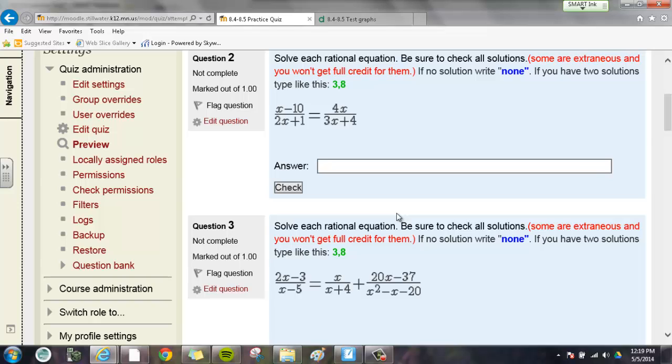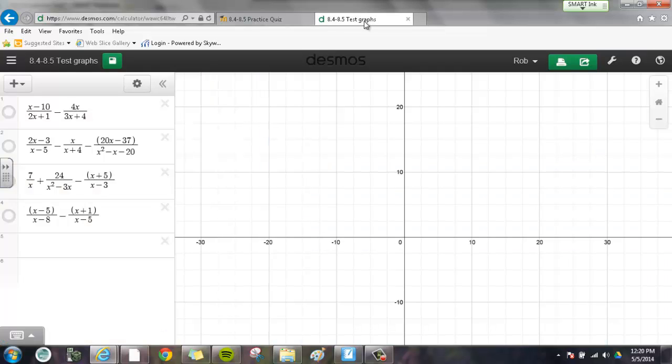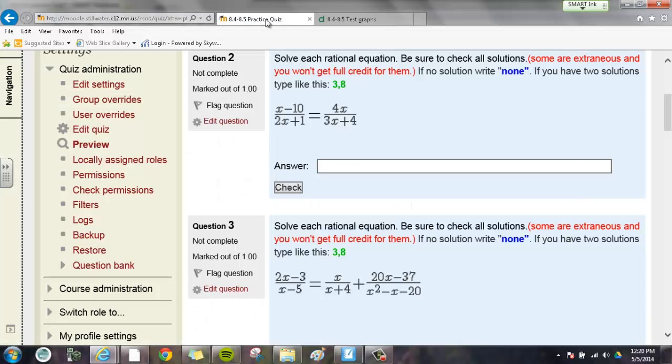Okay, so now we're going on to number 2. Number 2 says to solve. I'm going to show you 2 ways to do this problem, one graphically and one algebraically. I already got this all set up on Desmos. Check this out. It's right there graphed. We'll take a look at this graph in a second, but let's solve this algebraically first.